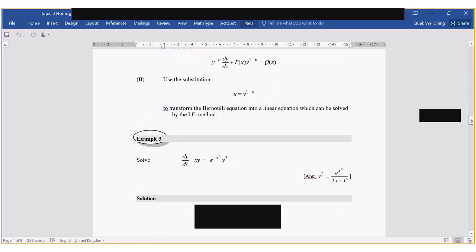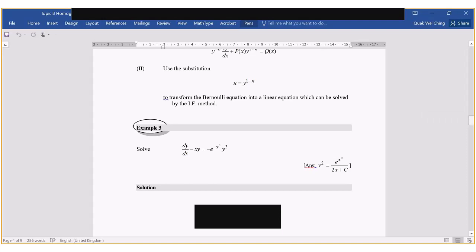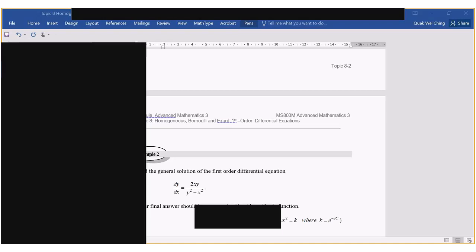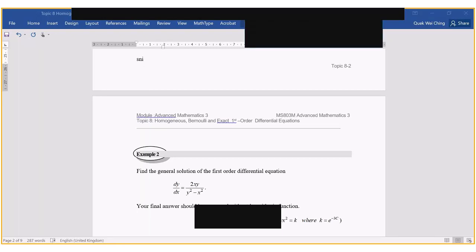So the example, the first one: dy/dx minus xy equals e power minus x squared times y cubed. So this is an example. Let me copy this example here, so hopefully this will be at least in YouTube. Okay, I want to copy this example, then put it in YouTube here.